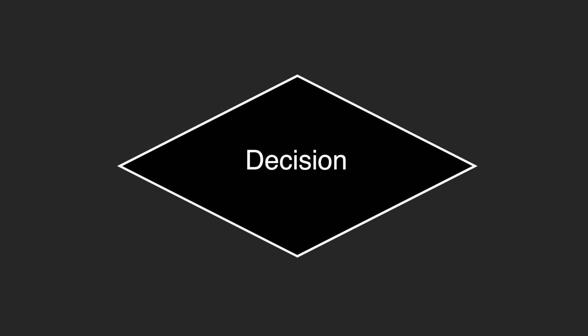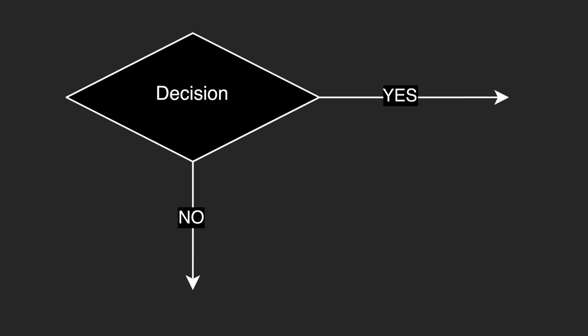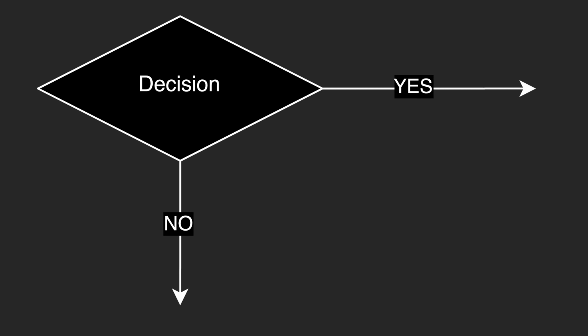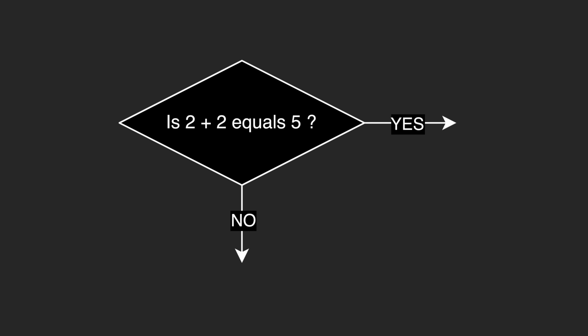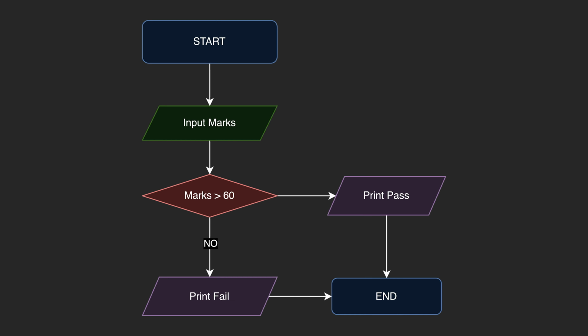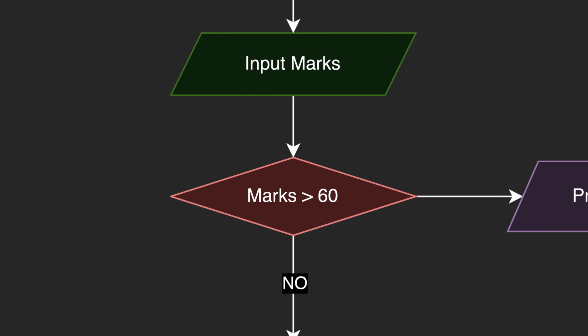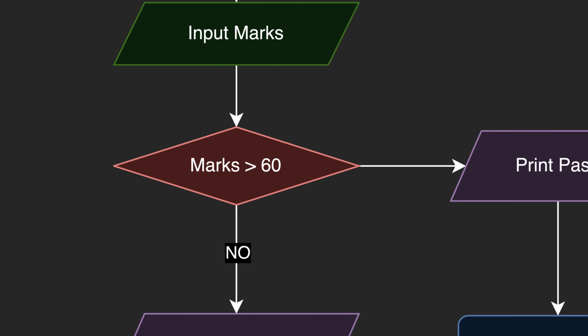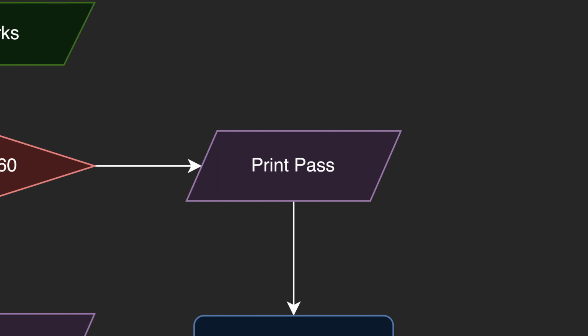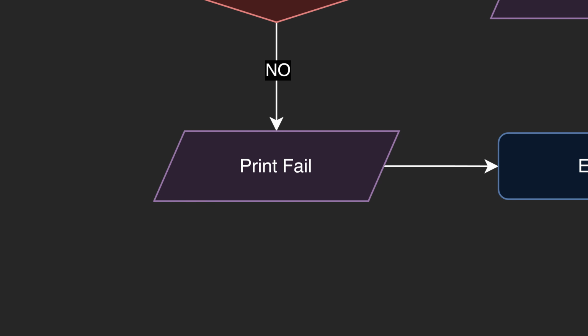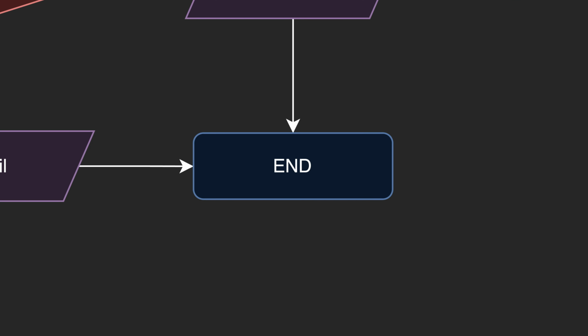Next, we have the decision box. So the decision box has two outputs, a true and a false. We can check any condition. If it is true, we can go in one direction, and if it is false, we can go in another direction. So let's say I want to see if a student has passed a class. So first of all, I write the start symbol. I read marks from the user. I then write a decision. If the marks are greater than 60, we will write pass, else we will write fail, and we'll end the program. Seems pretty simple, right?